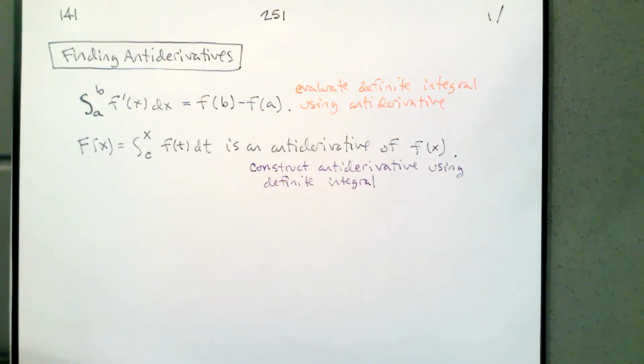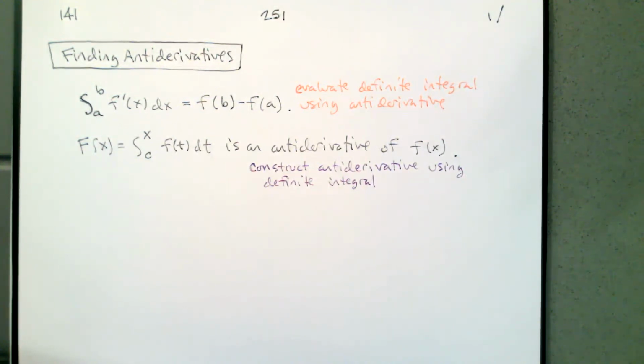Today, we want to talk about finding antiderivatives. Recall that this is connected to the fundamental theorem of calculus, both parts. We have the first part, where the definite integral from a to b of f prime of x dx is f at b minus f at a. So we're evaluating a definite integral using an antiderivative. In this case, since f prime is the derivative of f, f is the antiderivative of f prime.